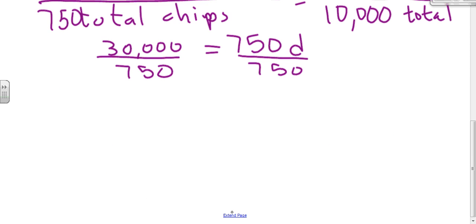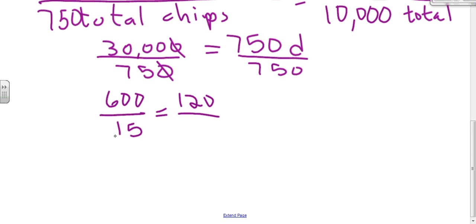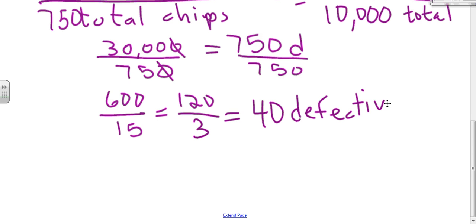I could divide 30,000 by 750, but I'm also just going to try to reduce this out. So divide both by 10. 3,000 divided by 75. Well, I could divide 3,000 by 5, and I'll get 600. If I divide 75 by 5, I'm going to get 15. I can divide both of these by 5 again. 600 divided by 5 is 120, and 15 divided by 5 is 3, and then I can see that 120 divided by 3 is 40. So my answer is 40 defective chips in that batch of 10,000.